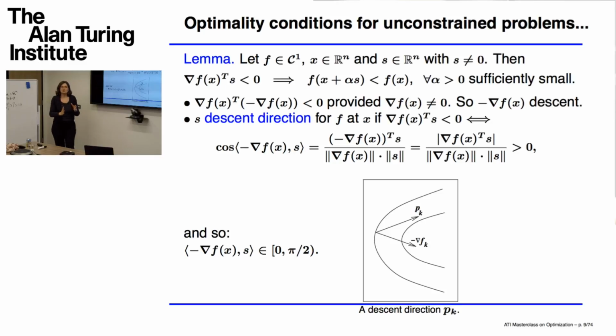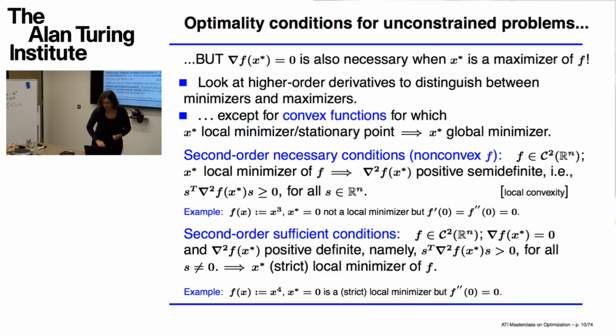Okay, so we've learned a couple of things already. If the gradient is not 0, I can move along the negative gradient and decrease my function from my current point. If it's 0, I am at a stationary point. Maybe minimizer, maybe not, we'll see. And so, any descent direction is essentially close to the negative gradient direction.